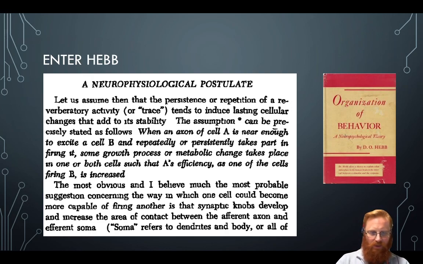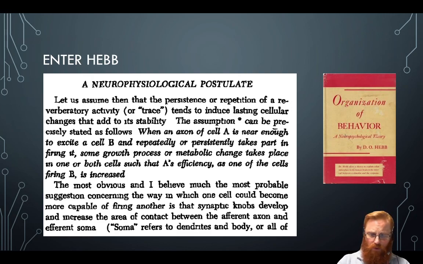It's in the first quarter of this book, The Organization of Behavior. He said, let us assume that the persistence or repetition of a reverberatory activity tends to induce lasting cellular changes that add to its stability. This assumption can be precisely stated as follows: when axon A is near enough to excite cell B and repeatedly or persistently takes part in firing it, so if cell A takes part in firing cell B, some growth process happens that makes cell A more effective in firing cell B.